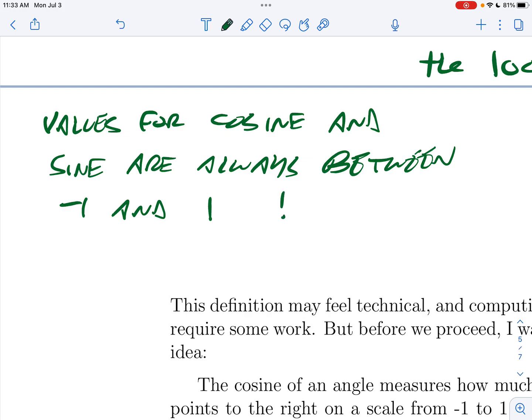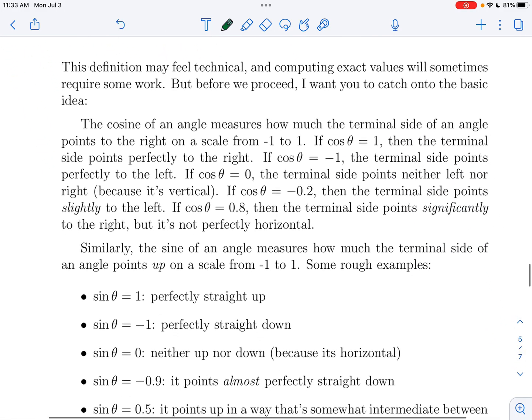Right. Later on, you'll be doing computations to find these. You might make a silly mistake and you get, oh, sine of this angle is 2. And you would notice, oh, well, that's clearly wrong. Let me go look for my mistake. So here's a way of thinking about this.